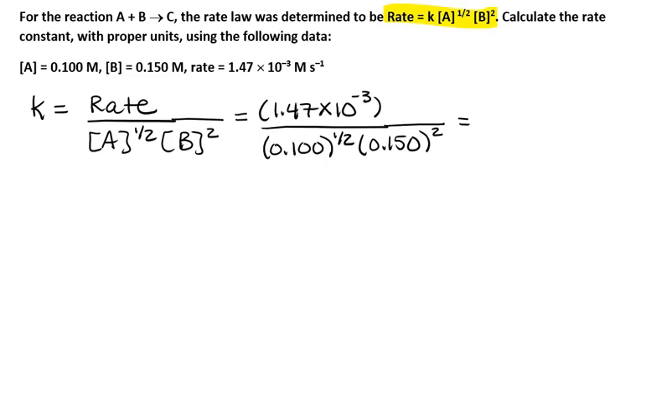Keeping track of our sig figs, we have 3 sig figs for rate and 3 sig figs for each concentration. So our value will be rounded to 3 sig figs. And when we do the math, we end up with 0.207.